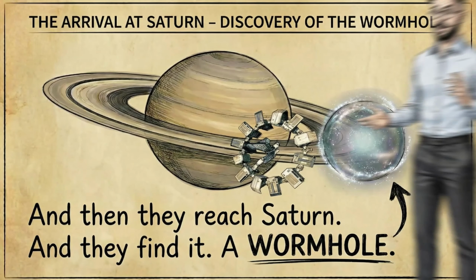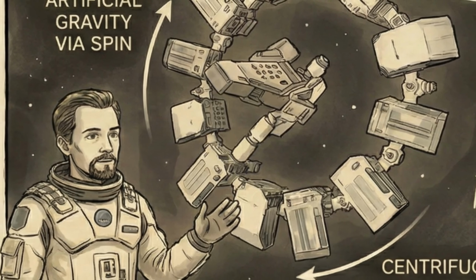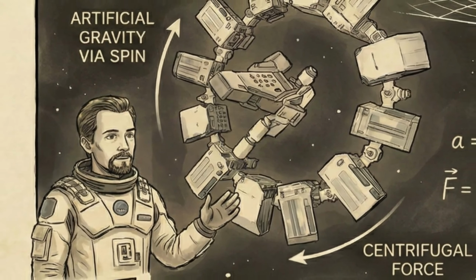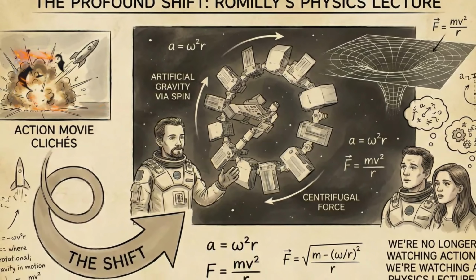And then they reach Saturn, and they find it. A wormhole. But not how you might imagine it. Not a twisting tunnel you can see inside. Not the wormhole from every sci-fi movie where people fly through a vortex. A sphere. And when Romilly describes it, when she explains the physics, something profound happens. The film shifts. We're no longer watching action. We're watching a physics lecture. And somehow, it's more beautiful than any explosion could ever be.